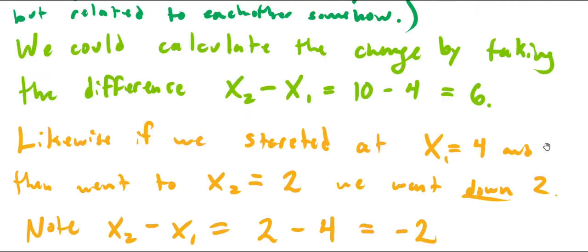Likewise, if we started at x1 equals 4, and then we went to x2 equals 2, we've actually gone down by 2 units. But how could we see that in our difference? Well, if I keep the order the same and I say x2 minus x1, then I get 2 minus 4, which is minus 2. And going down is related to this negative sign.